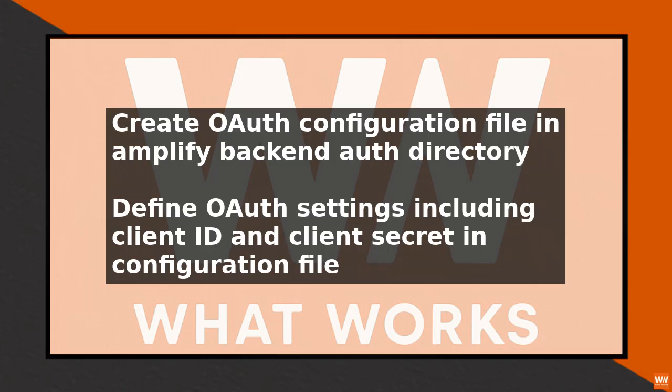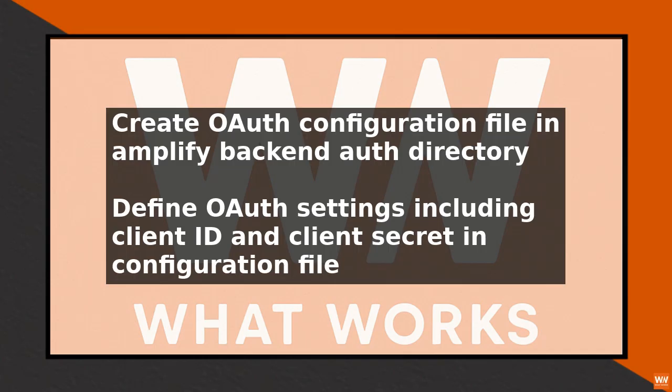After defining the OAuth configuration, run the command amplify push to deploy the changes to the cloud. This will create the necessary resources, including the OAuth configuration, in your AWS account.